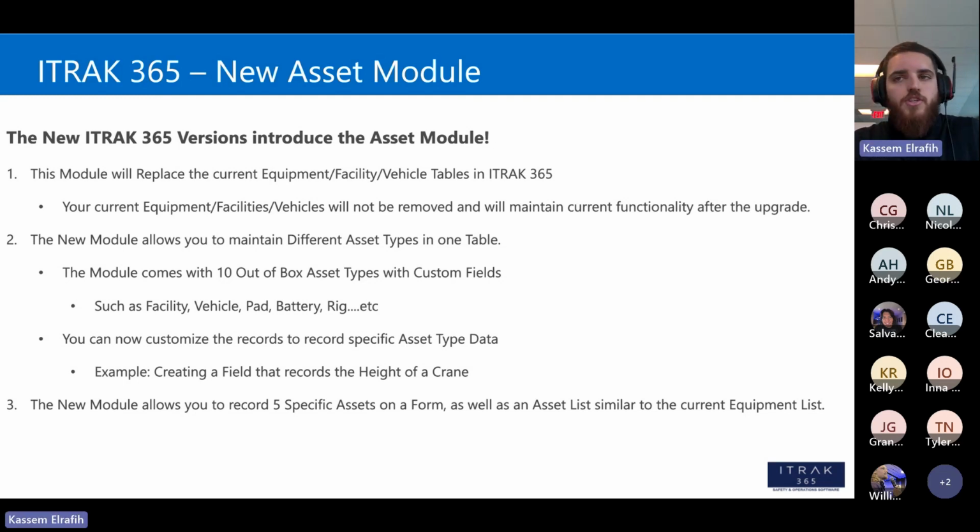And the new module allows you to record 5 specific assets on a form. So we'll have form type field options, asset 1 through 5, as well as the asset list, similar to the current equipment list.